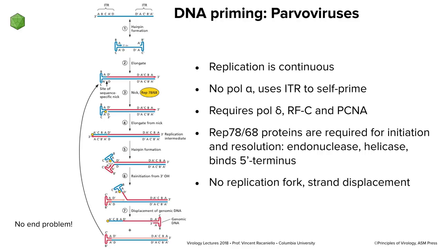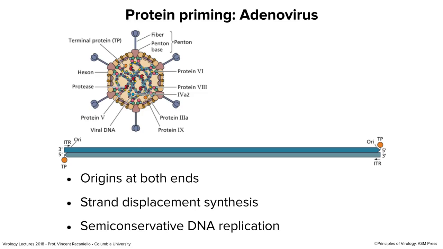So this is an interesting way to get around the problem. So we've got this initial Rep protein made, and that will recruit the polymerase of the host cell to the DNA and replicate it.